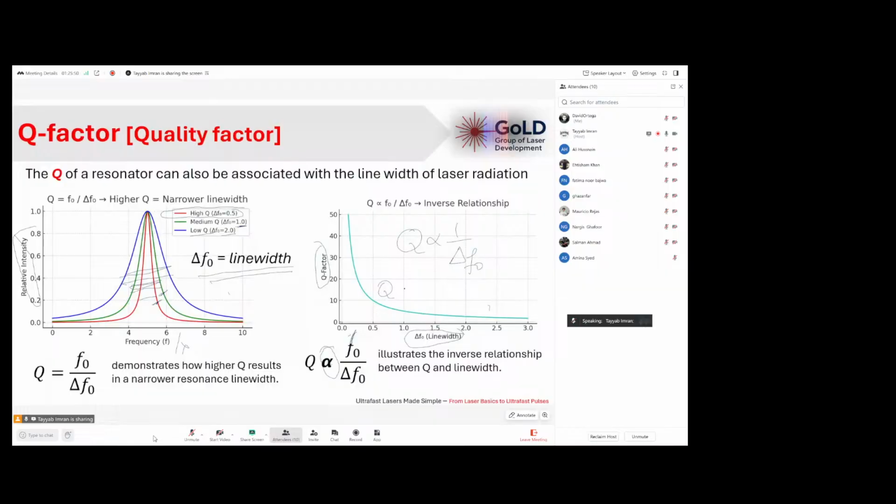Q is directly proportional to f naught. f naught is the central, oscillating frequency, and delta f naught is like the line width. So the Q factor is inversely proportional to the line width. The greater the Q value, the less the line width. The lower the Q value, the higher the line width. This curve is showing similar things.